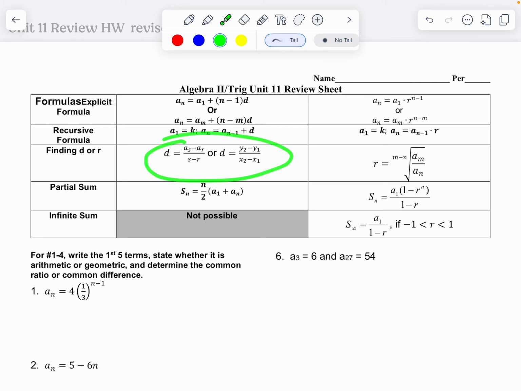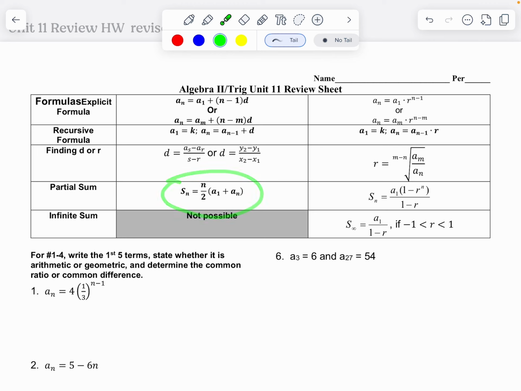To find the common difference, we're essentially doing the slope formula. And to find the common ratio, we're going to take the square root. The index is the position numbers that we're doing, and then it's the value of that position divided by the other value. We take the square root of that.